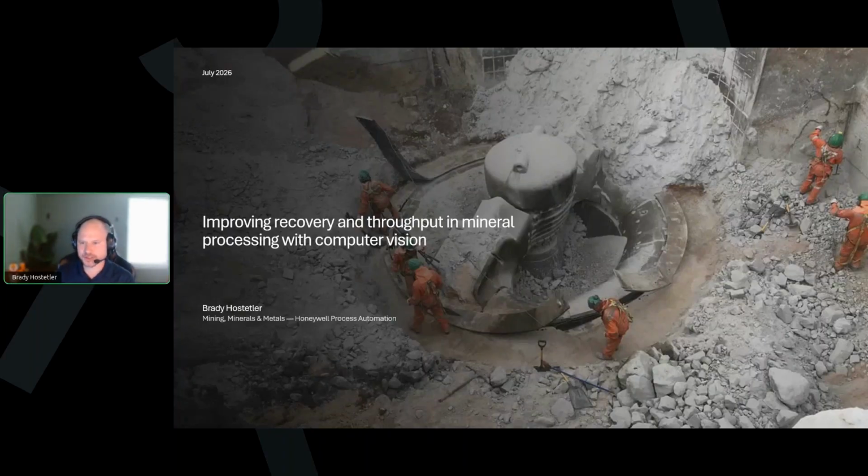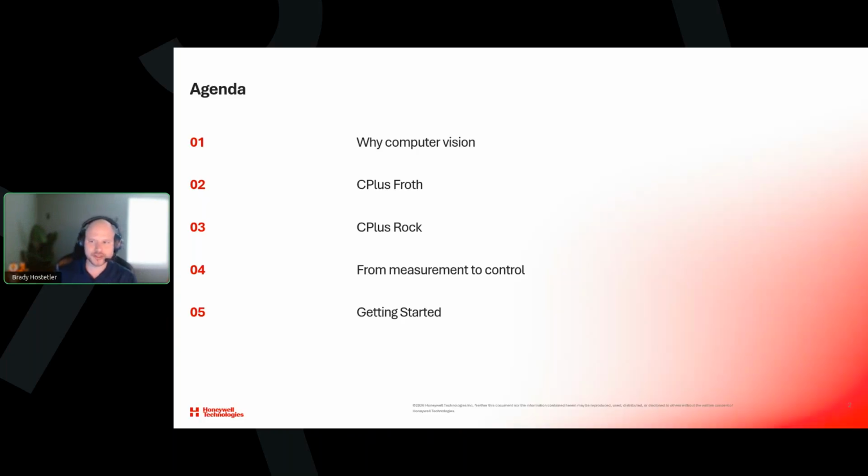All right, so here's where we're going today. First, why computer vision? Then I'll cover 2 machine vision solutions that we've installed across the world, C+ froth and C+ rock. Then the part that actually matters, which is what you do with the signals once you have them. I'll briefly show some process examples, taking the vision measurements to control. And I'll finish with what a deployment would look like if you want to try this at your facility.